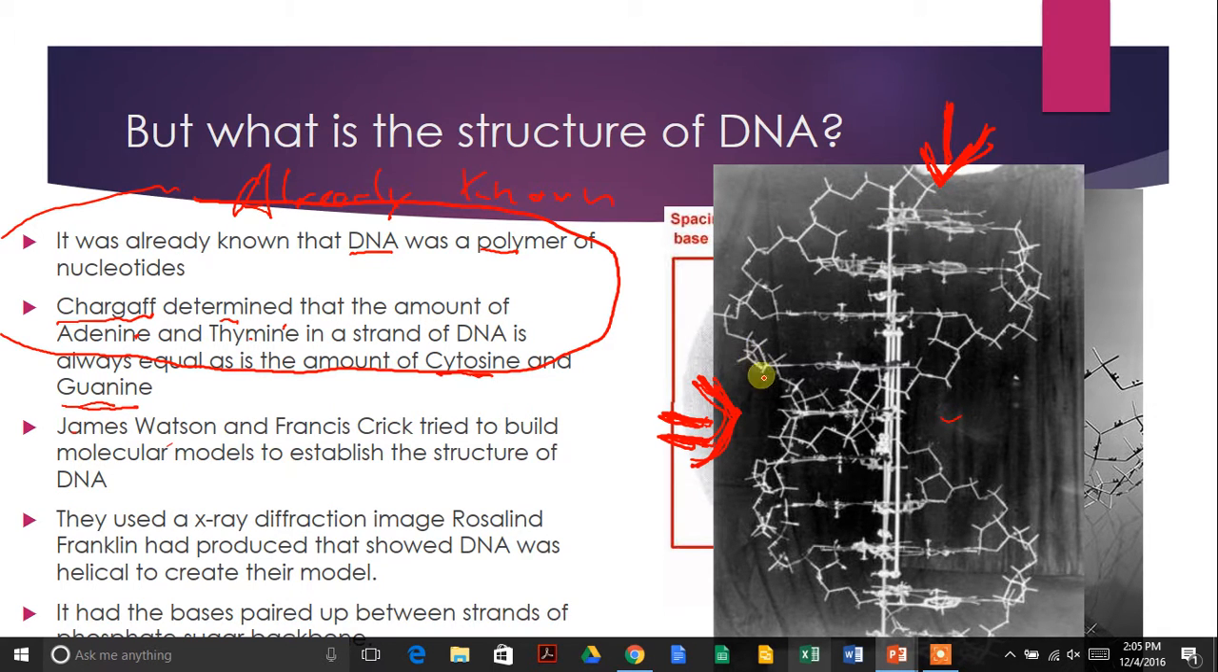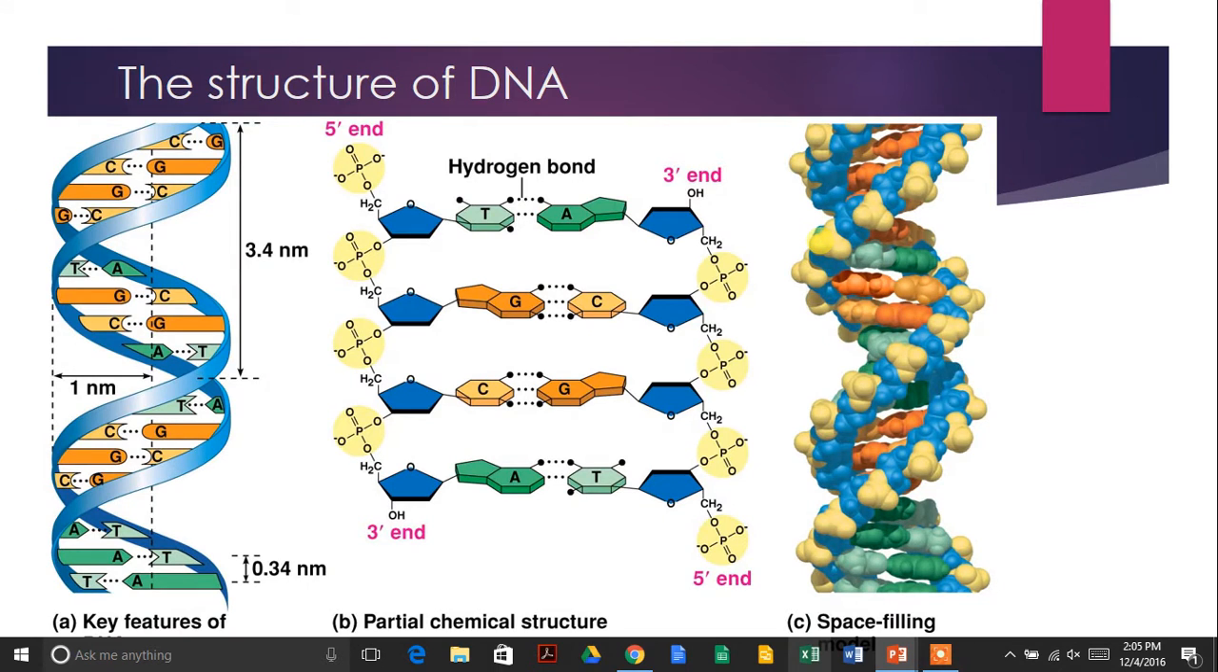But from it, we were left with this double helix structure of DNA. So this is what DNA, the structure, looks like. It is a winding staircase, what we call a double helix.